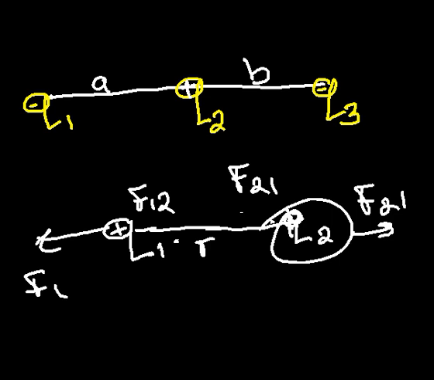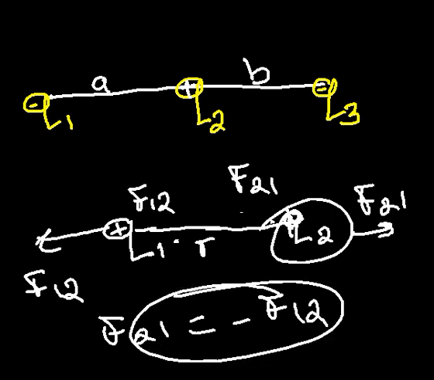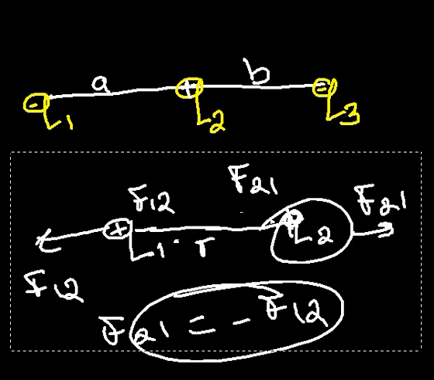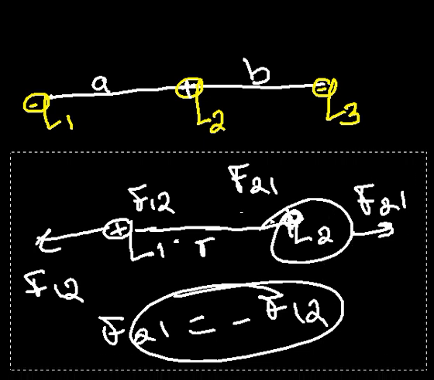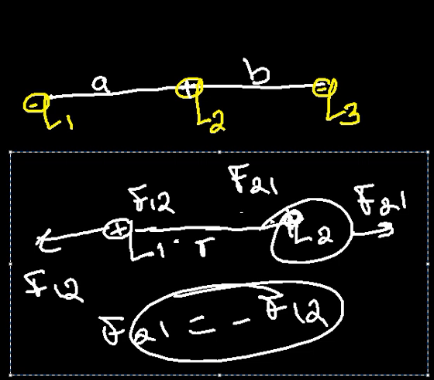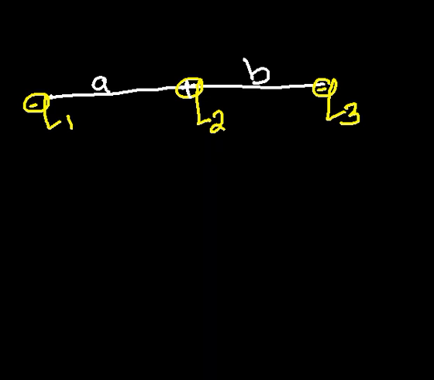So the principle remains the same. You should understand that F21 is the same as negative F12, and this is according to Newton's third law of motion. So that's the principle you should understand behind Newton's electrostatic law.